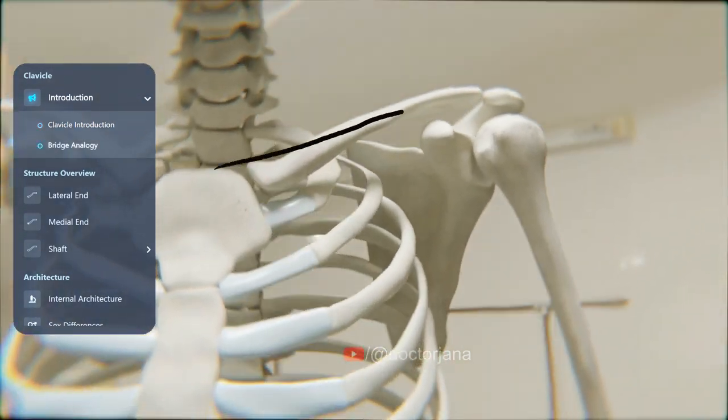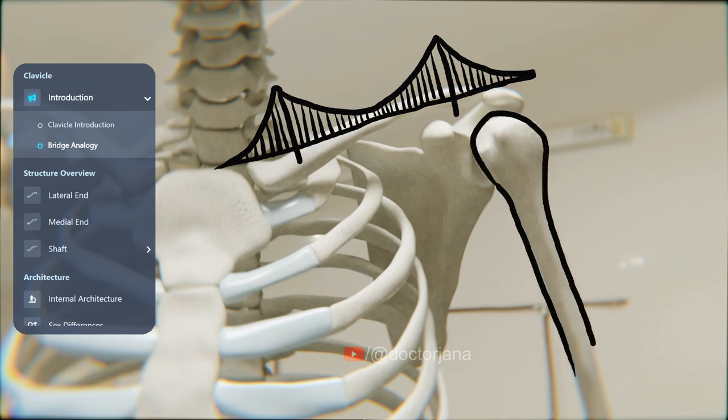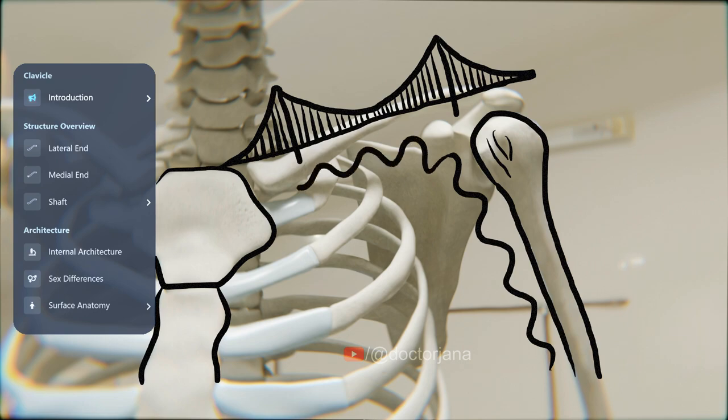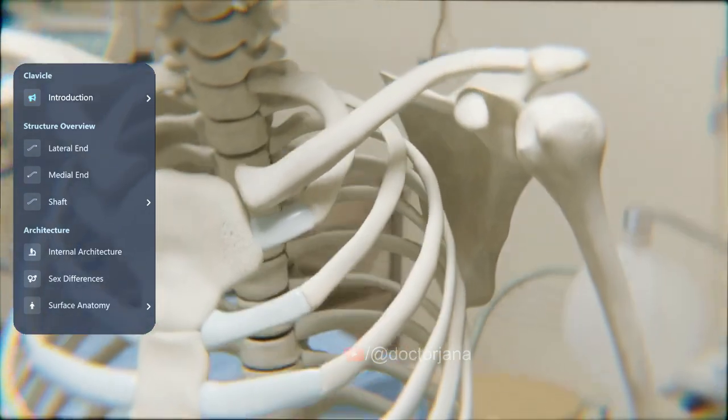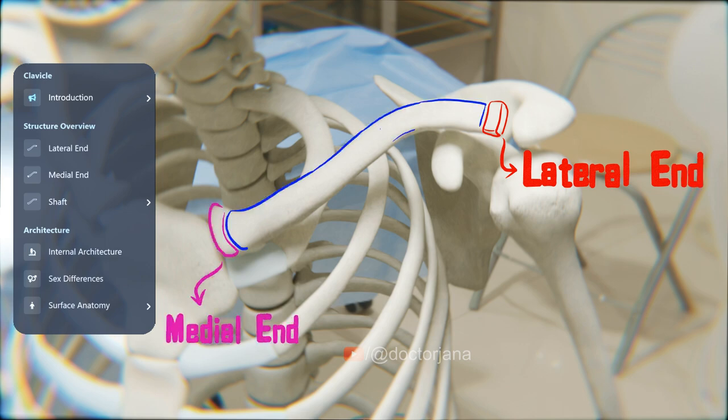Imagine the clavicle as a strong bridge connecting your shoulder to your chest. Just like a bridge supports the flow between two places, the clavicle supports your arm's movement, linking it to the axial skeleton. Moving on to its structure, it has three parts: a lateral end, a medial end, and a shaft.